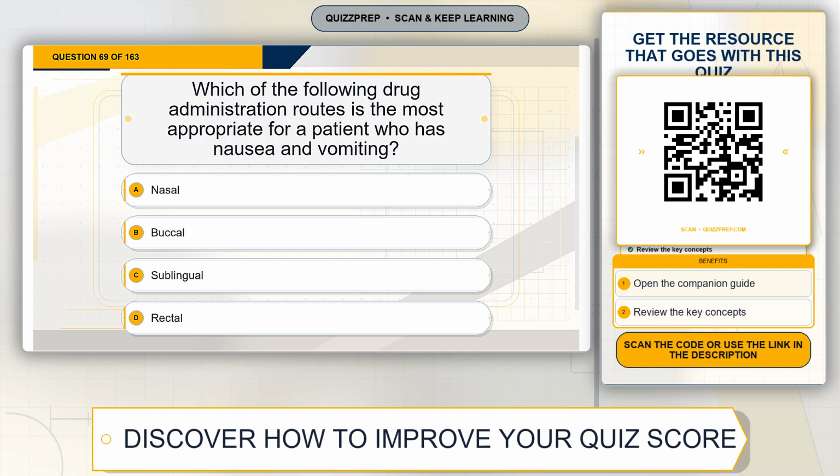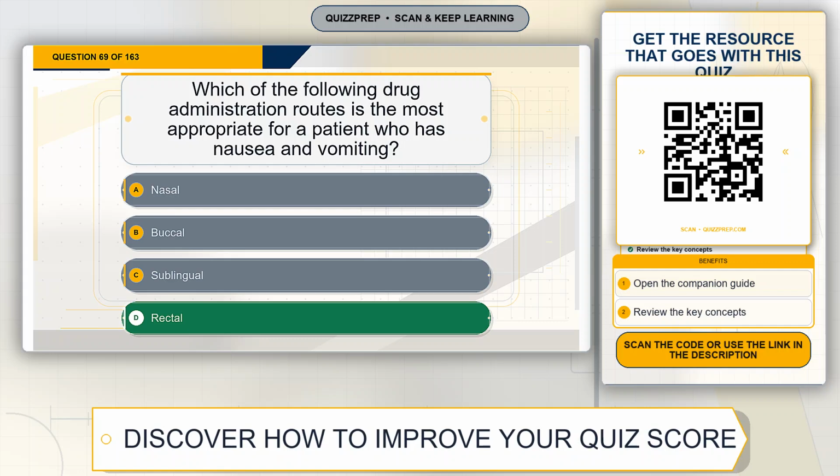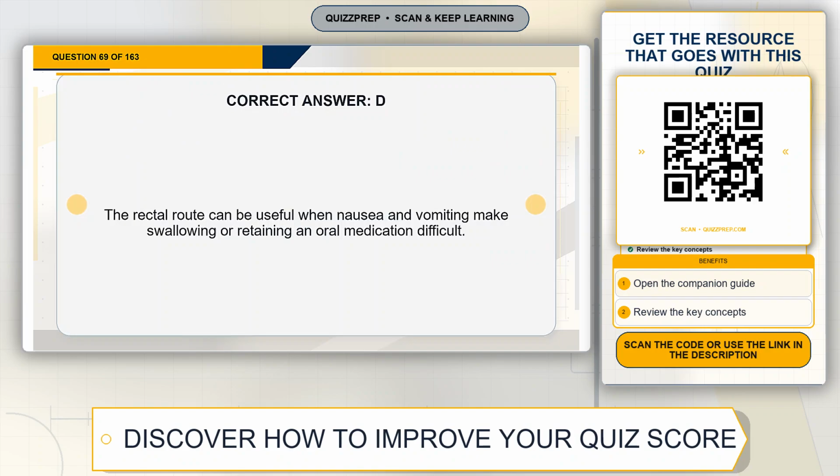Question 69. Which of the following drug administration routes is the most appropriate for a patient who has nausea and vomiting? Option A, nasal. Option B, buccal. Option C, sublingual. Option D, rectal. The correct answer is option D, rectal. Explanation. The rectal route can be useful when nausea and vomiting make swallowing or retaining an oral medication difficult.